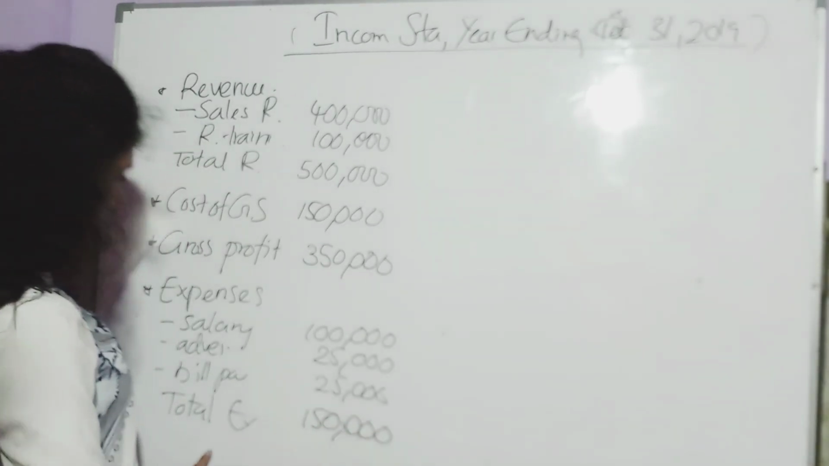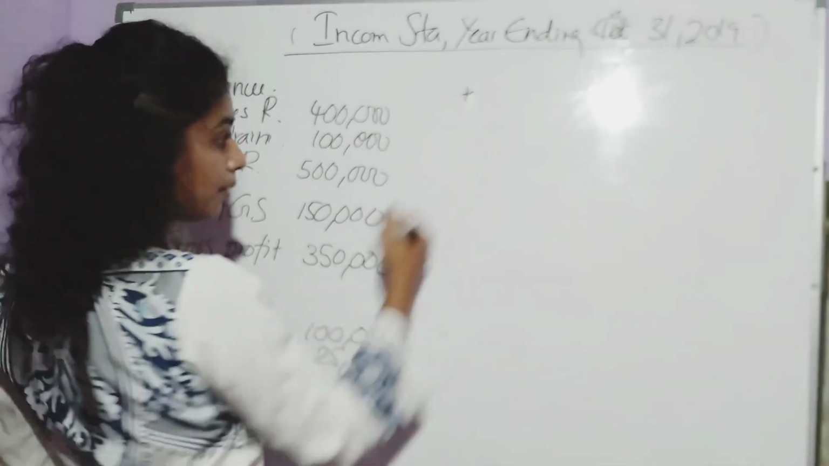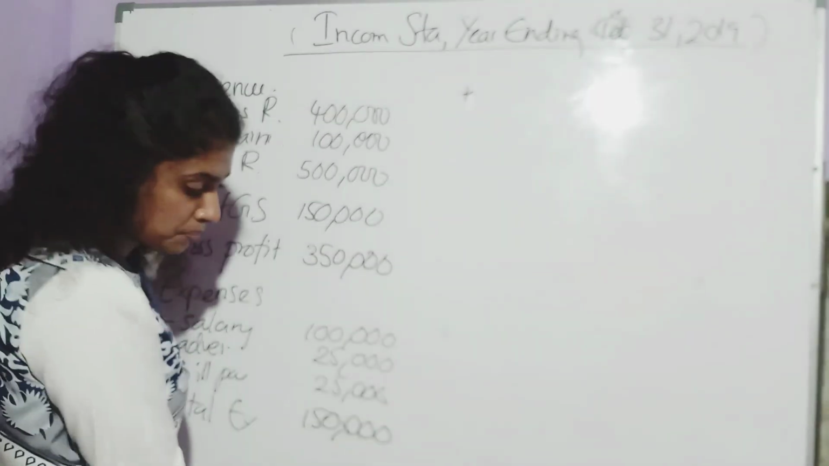150,000. Right. Then our fifth point, I'm going here because I don't have enough space under there.